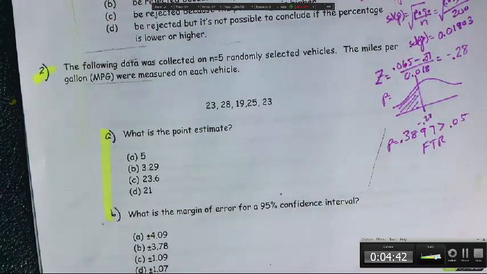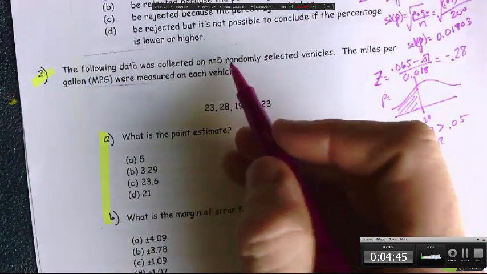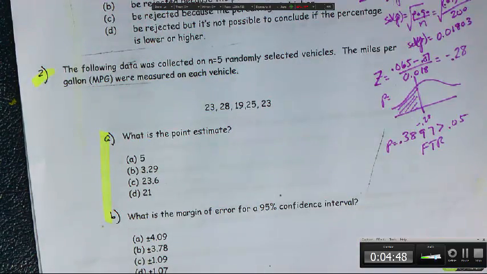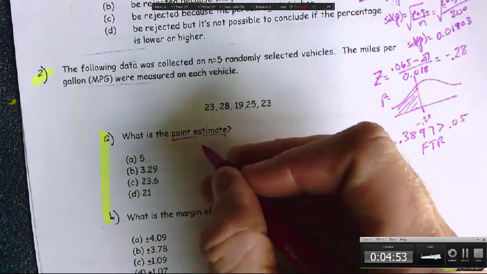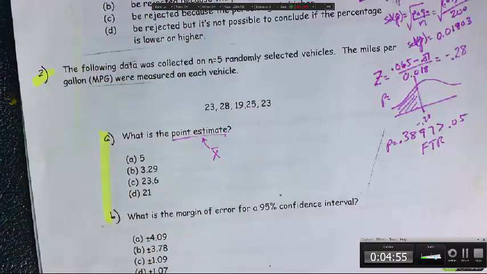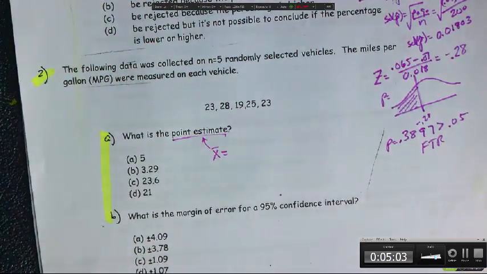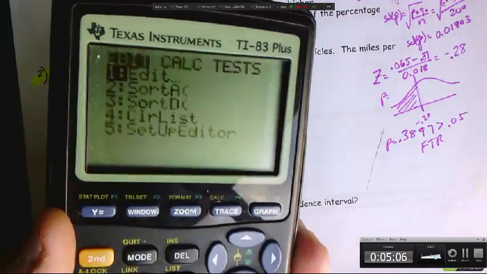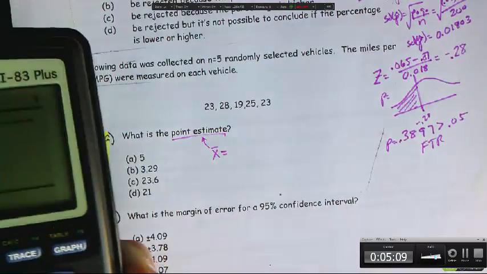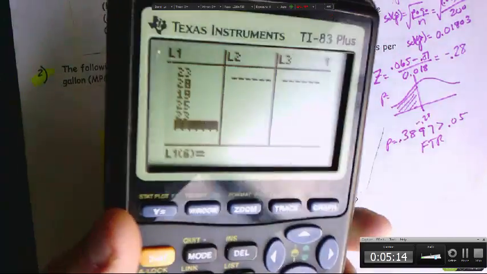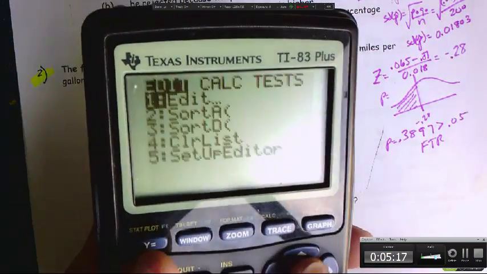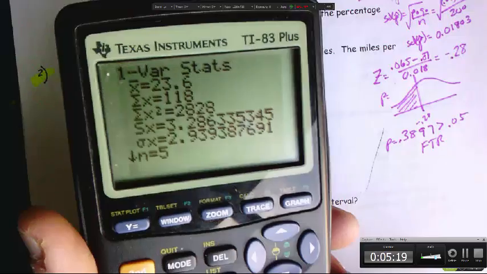Okay. Yeah. The following data is collected on 5 random vehicles. The miles per gallon were measured on the vehicle. What is the point estimate? The point estimate is what? It's X bar or P hat, but in this case it's X bar because we're dealing with quantitative data. We can go to edit our list: 23, 28, 19, 25, and 23. Typing that into list 1. And then calculating using one variable stats, we get the X bar is 23.6.